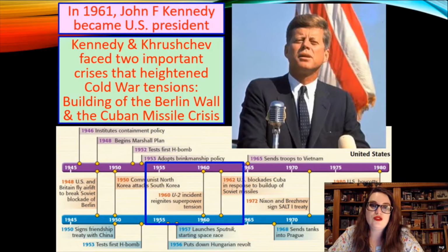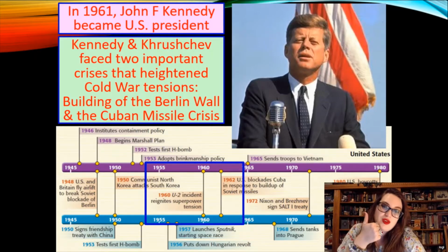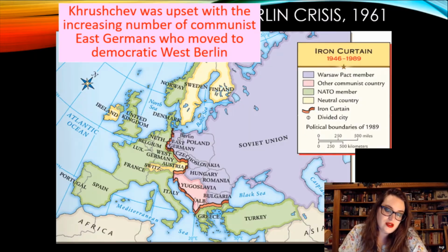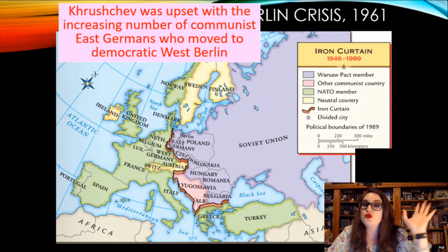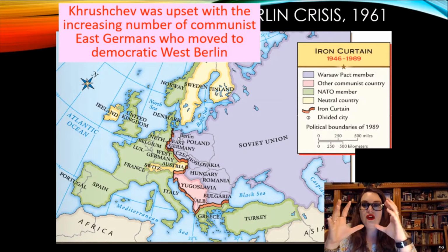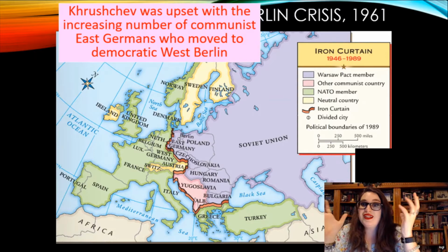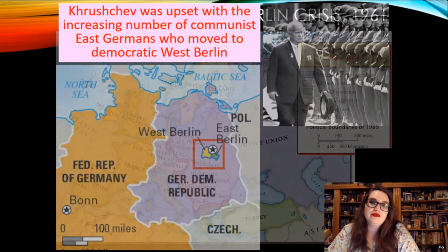Kennedy and Khrushchev faced two important crises that heightened Cold War tensions: the building of the Berlin Wall and the Cuban Missile Crisis. Khrushchev was upset with the increasing number of communist East Germans who moved to democratic West Berlin, meaning he was upset that people were leaving all of the communist-occupied areas and going to West Berlin, right? So East Germany, which was under the Soviet Union, they were kind of abandoning that because they didn't like it, and they were moving to the democratic West Berlin.